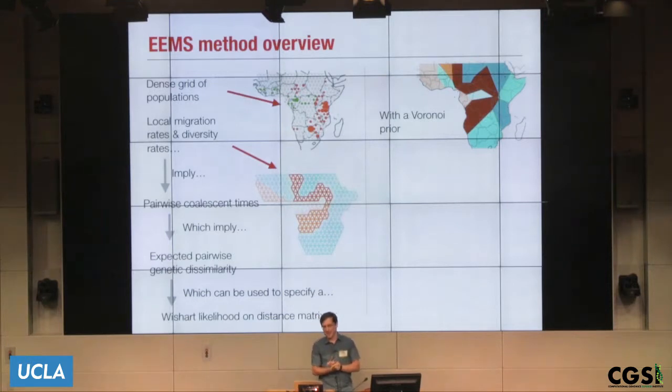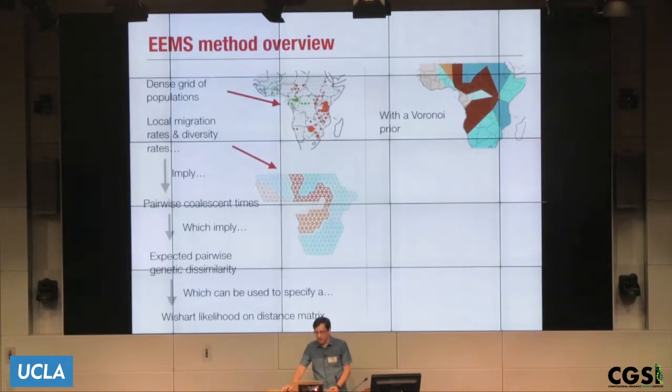So we start by sprinkling these tile centers down, assigning some random migration rates and diversity parameters, and then doing an MCMC where we perturb the tile centers and the values associated with each tile, and that ends up converging on a posterior distribution for these migration rates and diversity parameters.